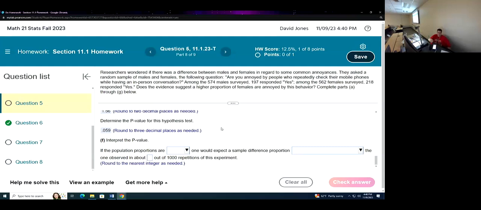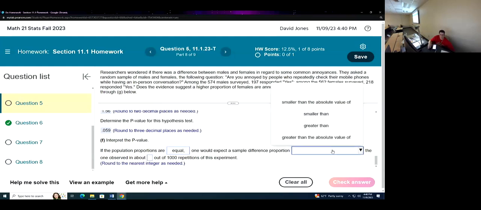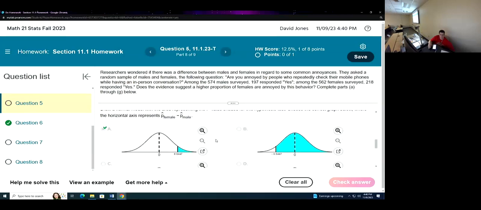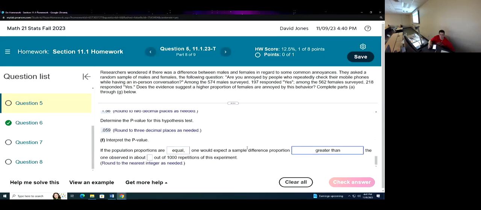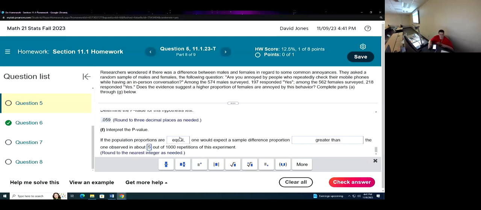If the population proportions are equal, you're basing it off of H naught. One would expect a sample difference proportion greater than the one observed, because the picture's on the positive side. So on the positive side, we're looking for the greater than thing. Greater than the one observed in about blank out of 1,000. Just multiply this number by 1,000 and you get the answer you're looking for, 59.